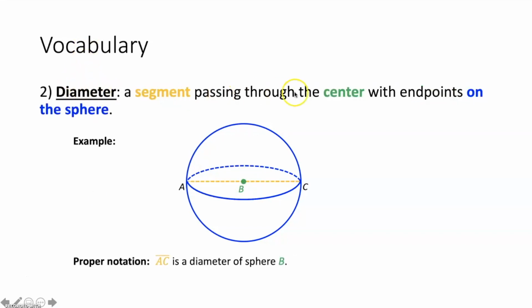Next vocabulary term is a diameter. That would be a segment passing through the center with endpoints on the sphere. So in our example down here, we're again working with sphere B, where B is the center of our sphere. Now, if we have a line segment that passes through that center point and has endpoints on the sphere, like this line segment does, segment AC, then that line segment can be considered a diameter of your sphere.